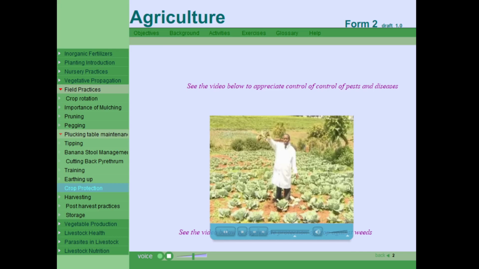This plant will not grow to maturity, but it will dry up and die, and therefore it cannot be productive at all.